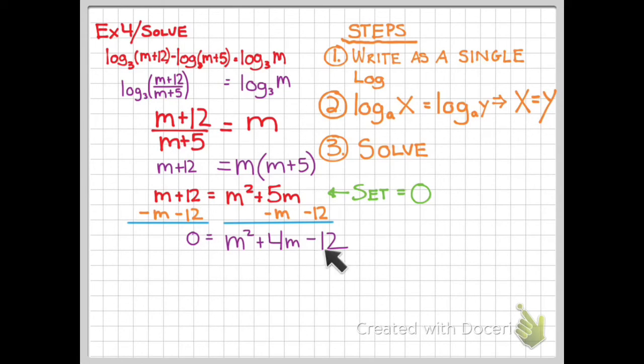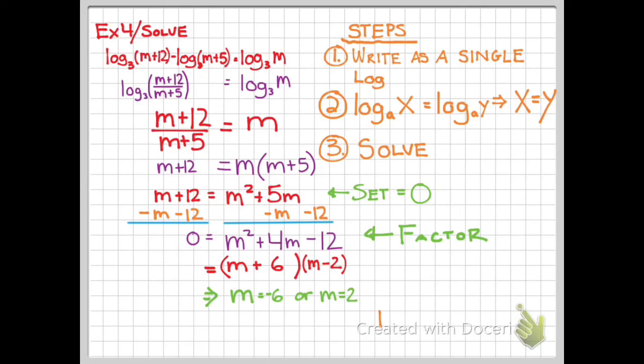I can do that by factoring or with the quadratic formula. I'm going to try factoring first. If I factor that, I see that m plus 6 and m minus 2 will work. Now I can solve the factored form of the polynomial, find the zeros. I find m equals negative 6 and m equals 2.